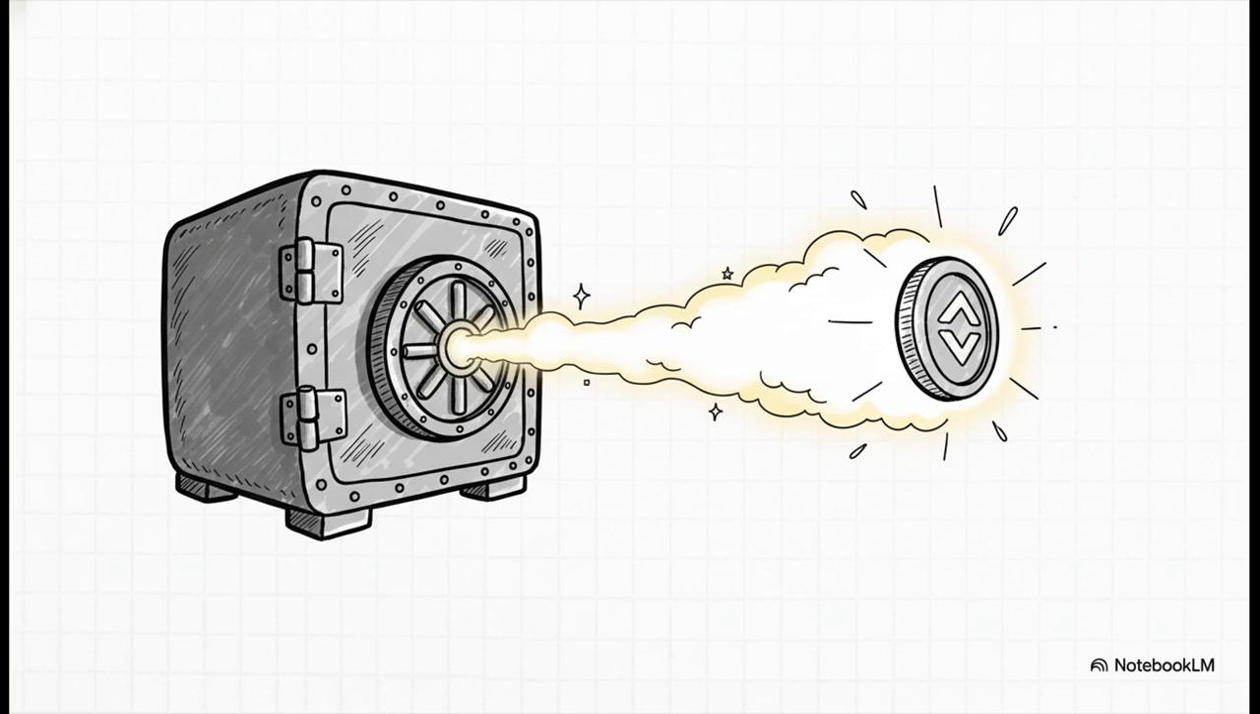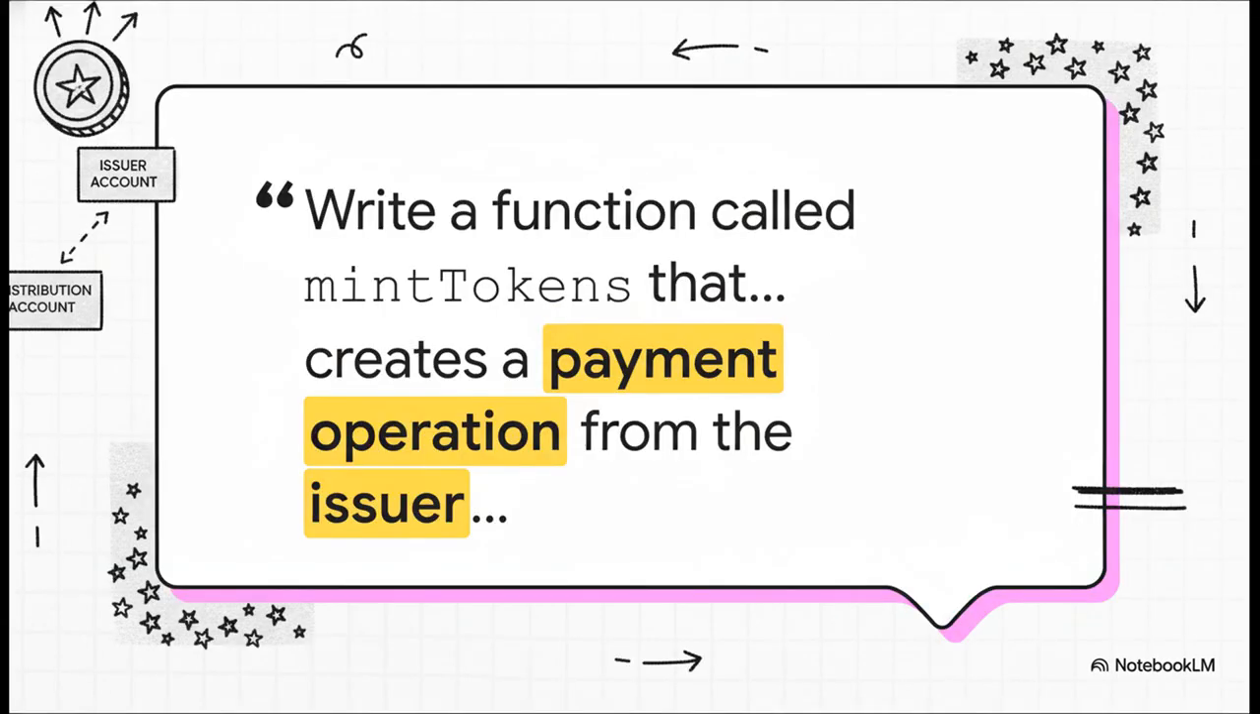Step 2 is minting. This is the moment our tokens are officially born and come into existence. With our next prompt, we're creating a function. And what we're doing here is telling the issuer account to basically create tokens from nothing and immediately send them over to our distribution account. It perfectly follows that secure blueprint we just designed.